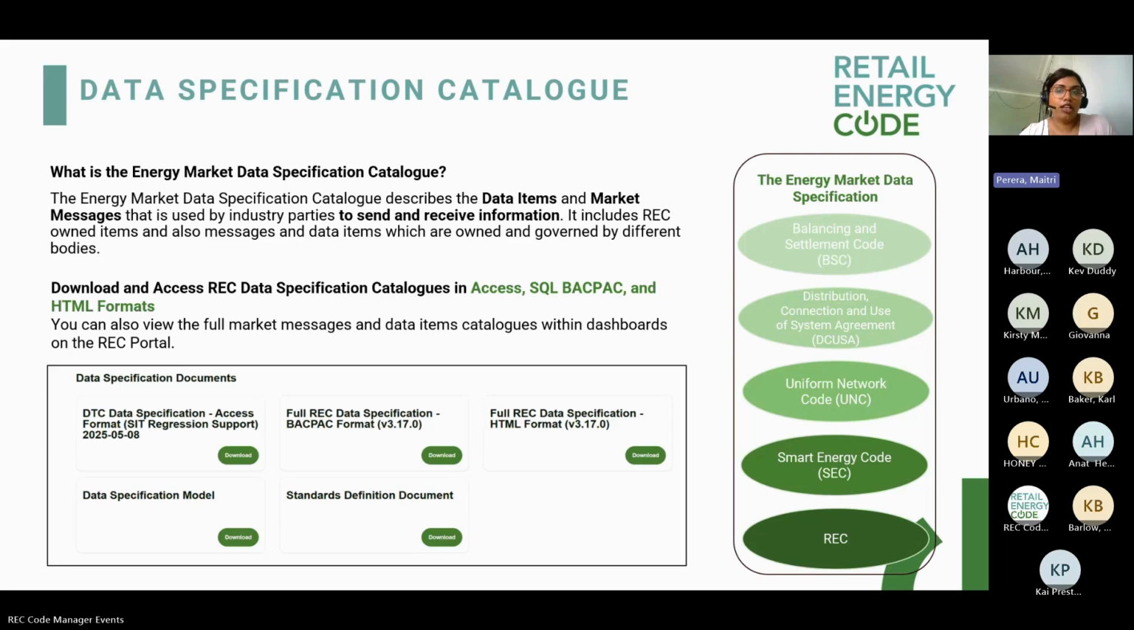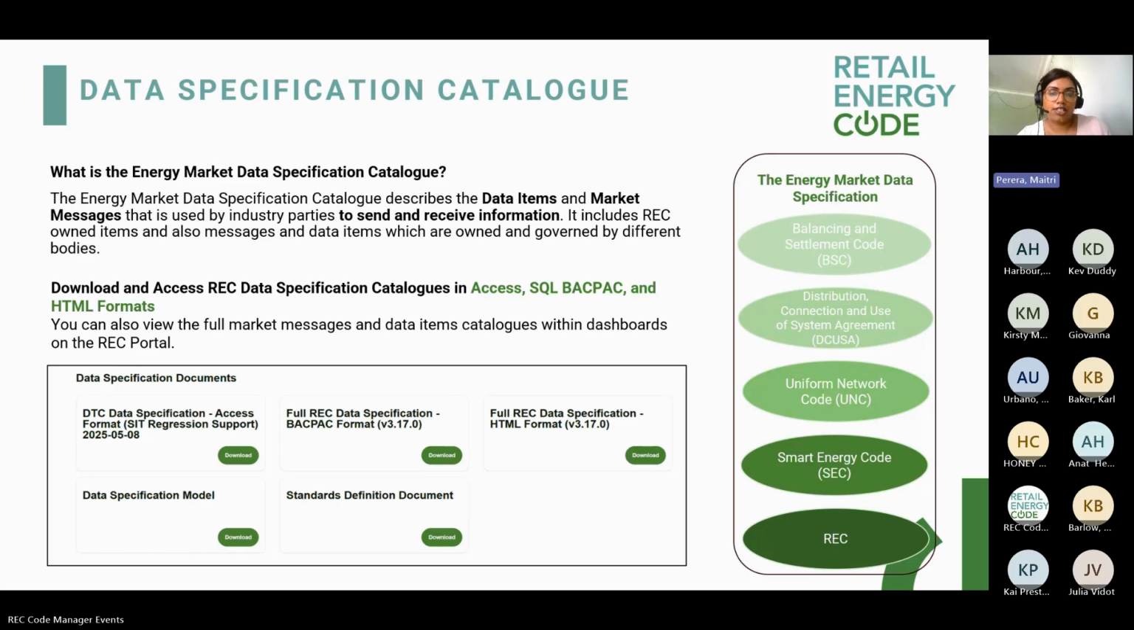So firstly, we're going to look at the REC data specification, what it is, how you can access and download and navigate through the dashboards. So the Energy Market Data Specification Catalogue describes the data items and market messages that are used by industry parties to send and receive information. It includes not only REC-owned items, but also messages and data items which are owned and governed under different codes such as the Balancing and Settlement Code, Distribution Connection and Use of System Agreements codes, Uniform Network, Smart Energy Code, and the REC, which you can see on the right hand side there.